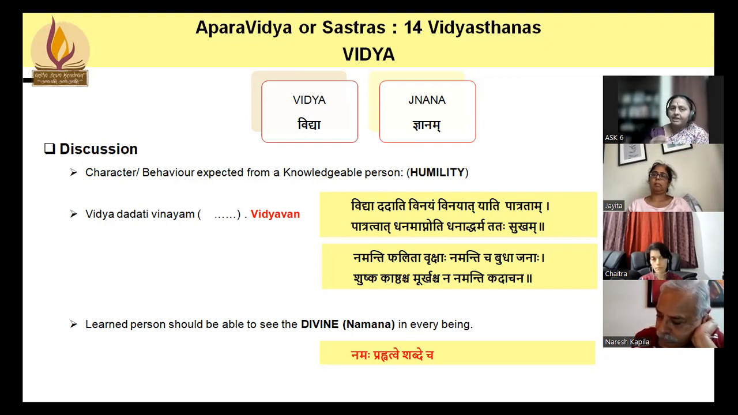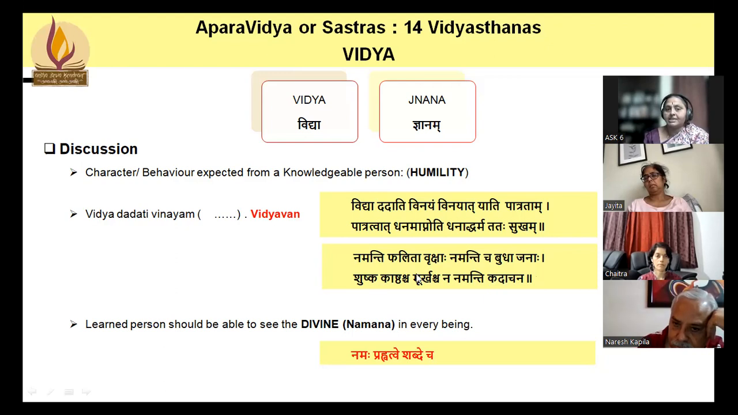Whenever a person is acquiring knowledge, his level of knowing things is becoming better. That refinement should be seen in his behavior. That's why they say, vidya dadati vinayam, vinayat yati patratam, patratvat dhanamapnoti, dhanat dharmam tatas sukham. So, vidya dadati vinayam. A learned person automatically becomes humble. If he has not become humble, that means he has not understood the inner concept of vidya.